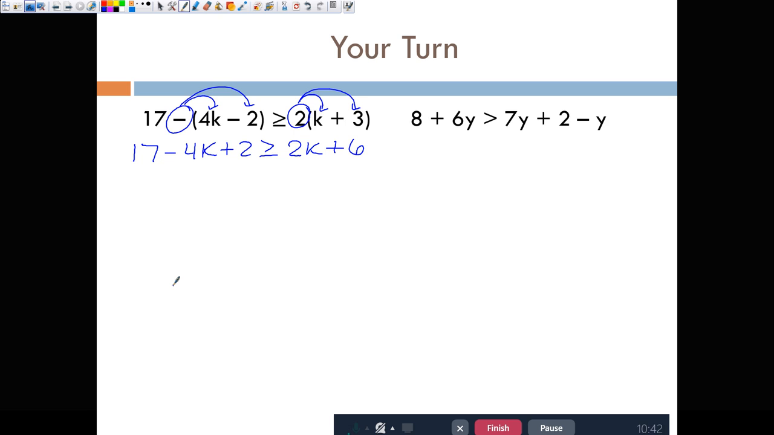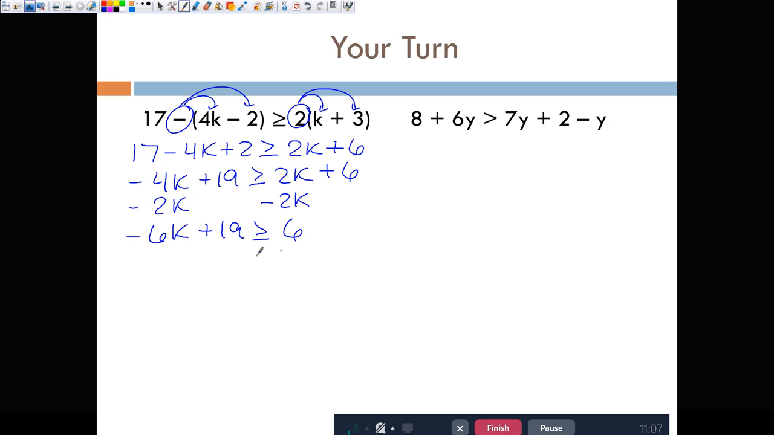Combine like terms, 17 plus 2. We're not isolating our variable until after we combine like terms. Now I can isolate my variable. I move my variable to one side. So I make negative 6k plus 19 is greater than or equal to 6 minus 19.